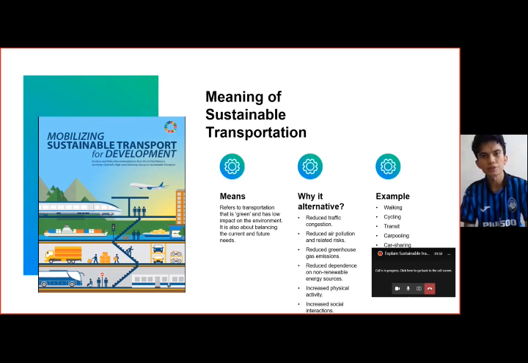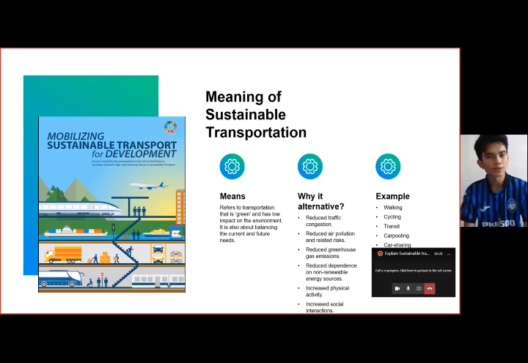Sustainable transportation is able to reduce traffic congestion. Besides that, sustainable transportation also reduces air pollution and related risk. It also reduces the greenhouse gas emission. Not only that, sustainable transportation also reduces dependence on non-renewable energy sources.